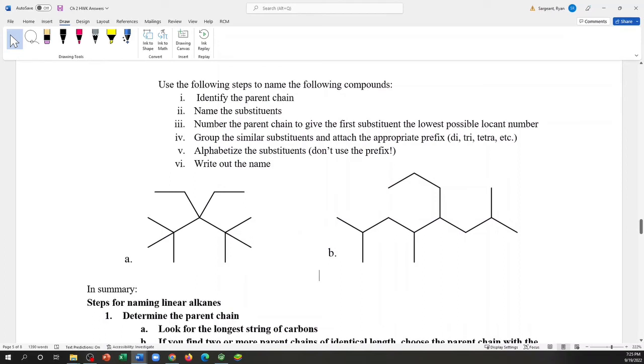On letter A, the longest continuous chunk of carbons is 1, 2, 3, 4, 5.